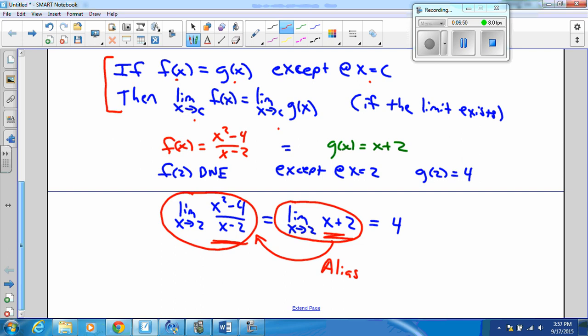Tomorrow, we're going to spend time practicing using the Alias theorem with a technique called cancellation that will help us to make short work of limits like these.